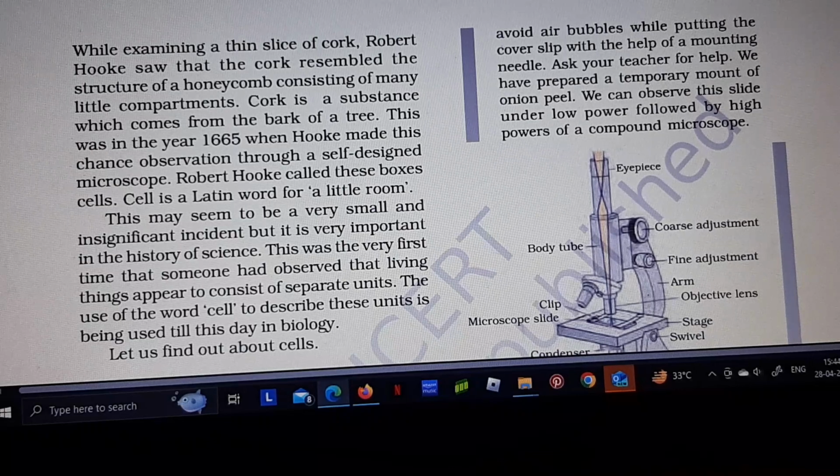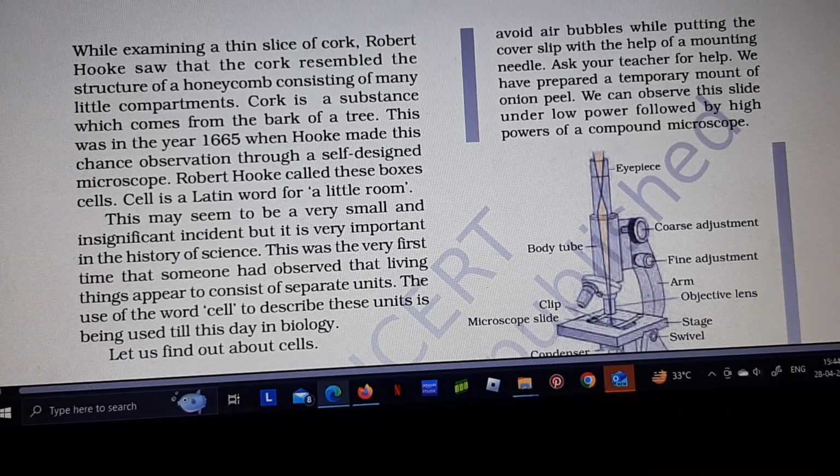While examining a thin slice of cork, Robert Hooke saw that the cork resembled the structure of a honeycomb consisting of many little compartments. Cork is a substance which comes from the bark of a tree. This was in the year 1665 when Hooke made this chance observation through a self-designed microscope. Robert Hooke called these boxes cells. Cell is a Latin word for a little room.